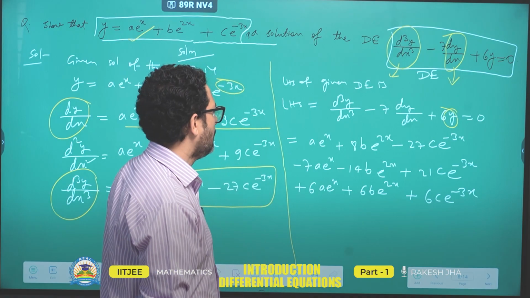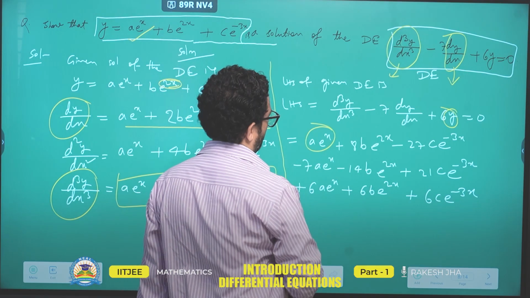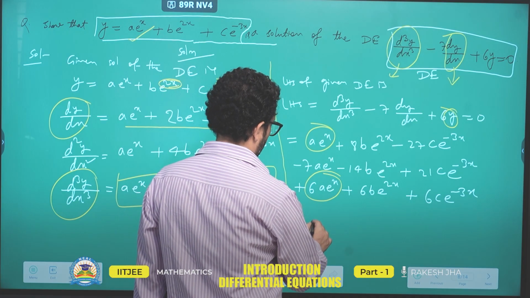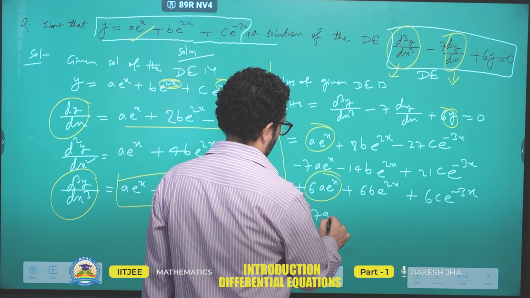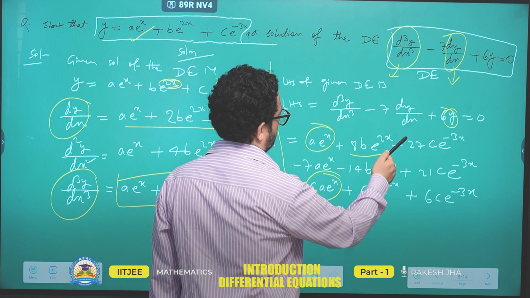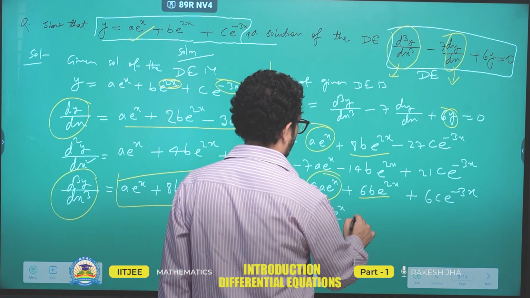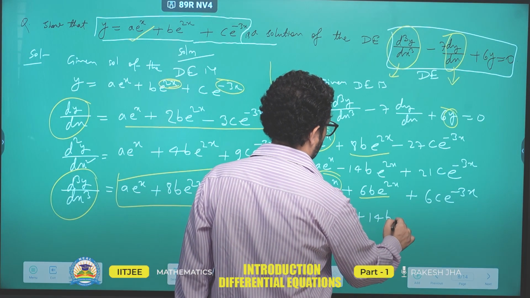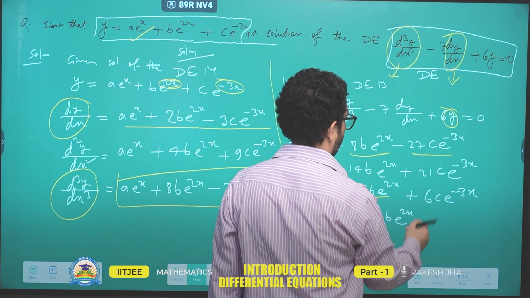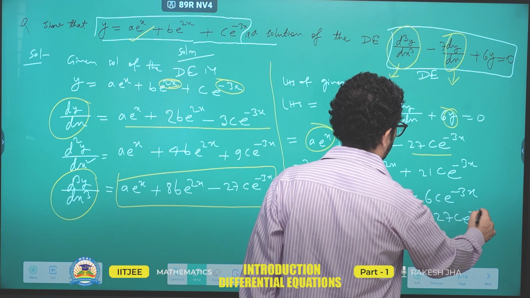Now we just need to add. So 1 time and then 6 times makes 7 times. So we will write here 7 times a times e raised to the power x. Now here it is 8 times b and 6 times this. So 8 plus 6, 14. So it would be 14b e raised to the power 2x. Now here 27. So we will write here negative of 27c e raised to the power minus 3x.